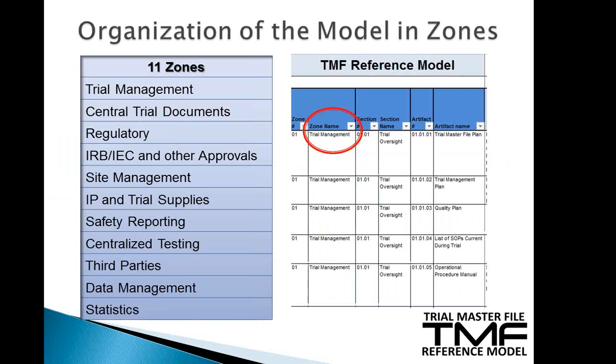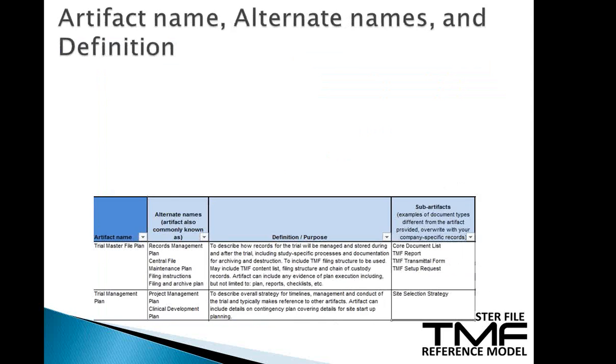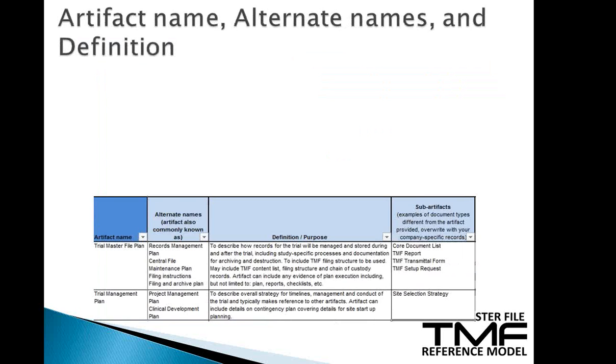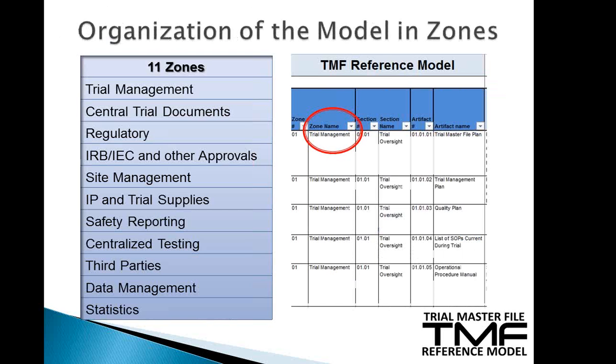Sounds like most of the folks on the call today are familiar with this, but it's divided into 11 zones. Zone is the highest level of organization, and below each zone there are sections and artifacts, artifacts being the lowest level of organization. Here you can see the 11 zones the TMF reference model is currently divided into, at least in its version 1, 2, and 3 incarnations. And under each of those zones there are, go ahead, Jim.